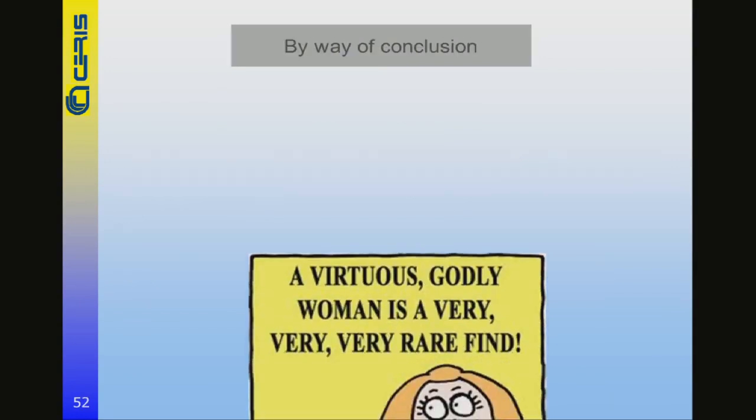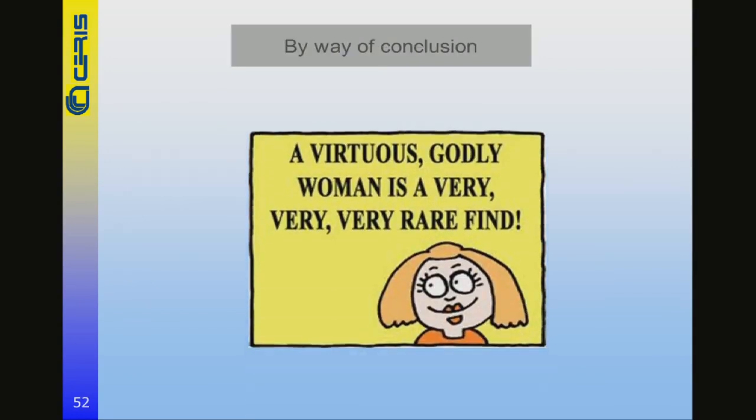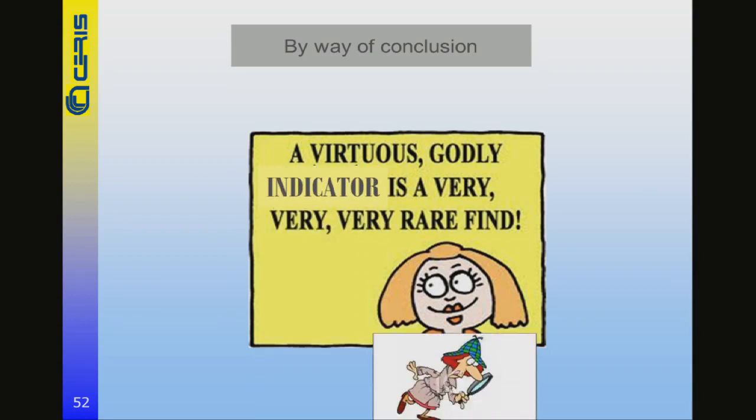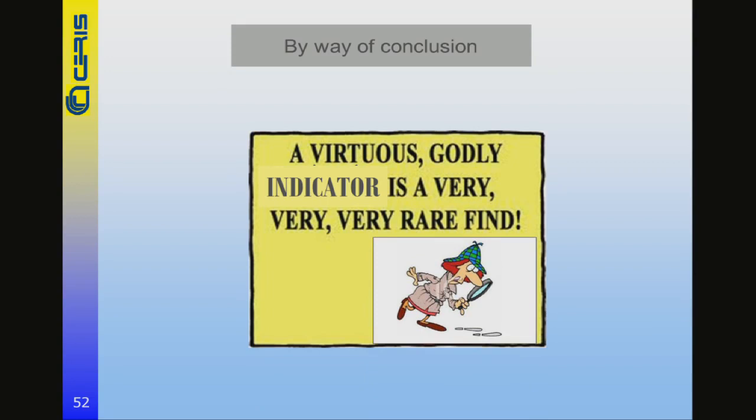And by way of conclusion, I think I took this cartoon because we need to do this. You know, a virtuous, godly woman is a very, very, very rare find. If we cross out women and we put indicators, it's a very, very rare find. But we are trying to find the appropriate indicators.